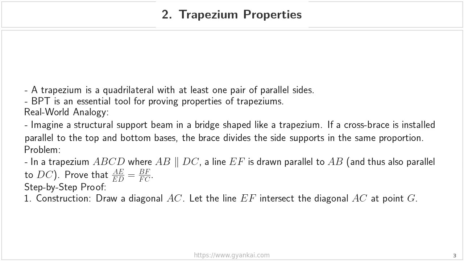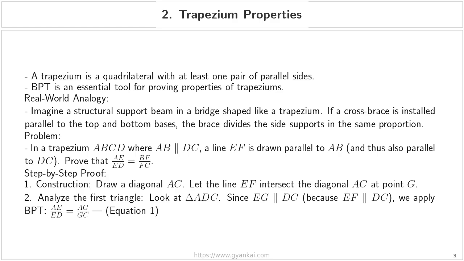Step 1. Construction. We cannot work with the trapezium as a single block, so let's draw a diagonal AC. Let's also note that our line, EF, intersects this diagonal at a point we'll call G. By doing this, we've split our trapezium into two triangles.